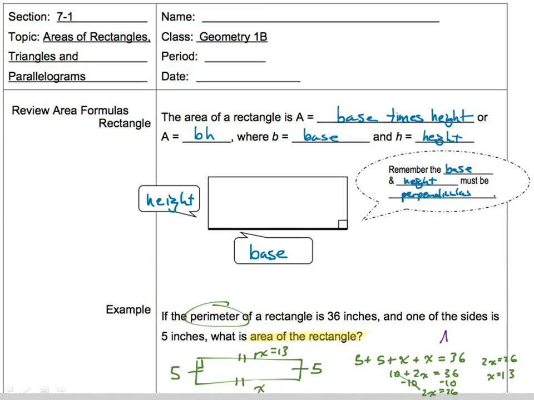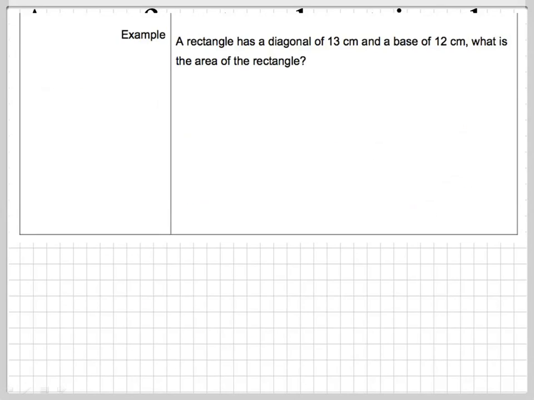The area is base times height. What is my base? 5. And my height is 13. It doesn't really matter, because when you multiply, the order doesn't matter. So we get 65. 65 what? Inches squared. Don't forget that: units squared. So 65 inches squared is your answer for that one. It asks for the area. Let's go to the next one.